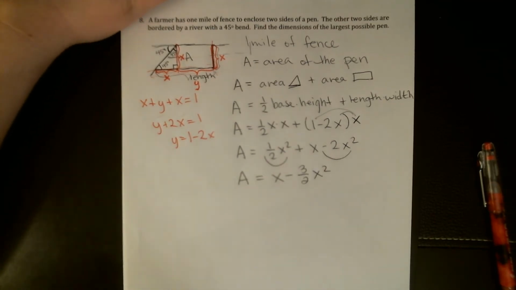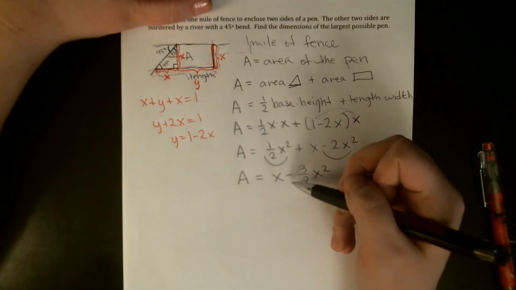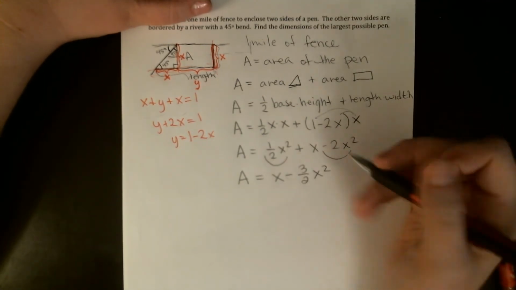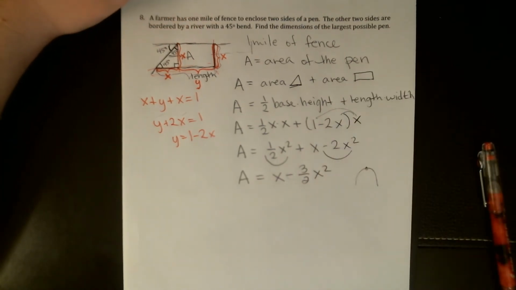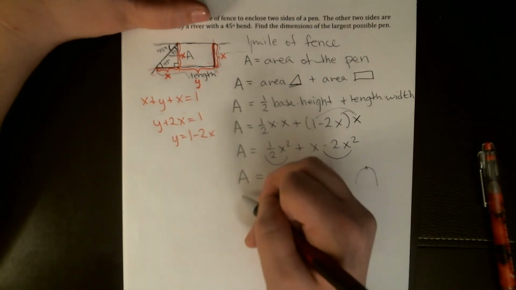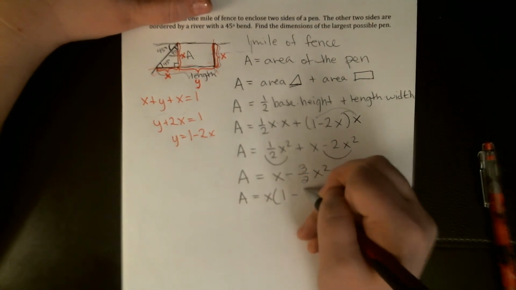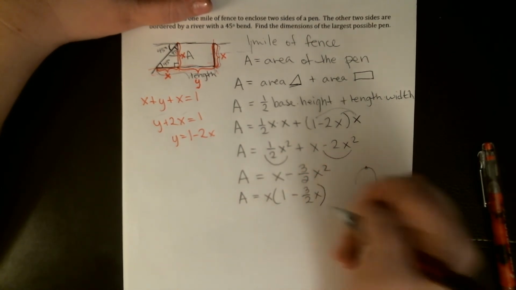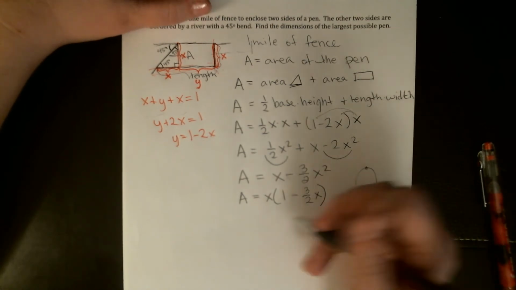I'm going to go ahead and start looking for, I want dimensions of the largest possible pen. So if I want to maximize area, this is quadratic, negative x squared means it does open down. So I'm getting this shape. I'm looking for this point, the vertex. This one is actually simple enough that I think I'm going to go ahead and factor and go about this by finding my x-intercepts first and then looking right in the middle for my vertex.